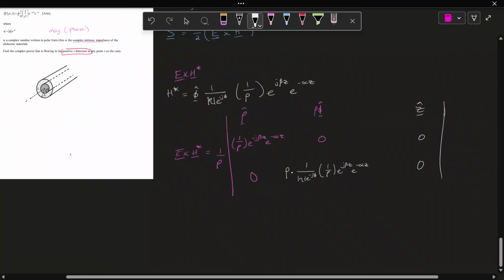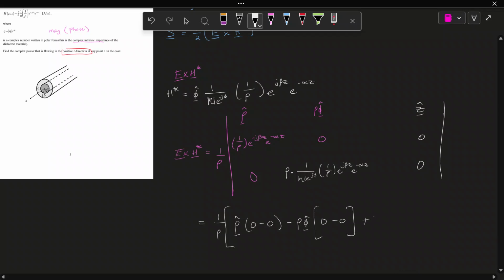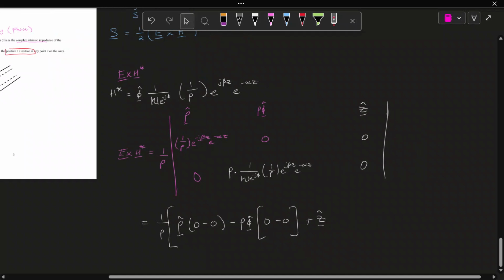Okay, so now we do your regular cross product. Y'all should know how to do this at this point. 1 over rho, you do rho hat. That's going to be 0 times 0 minus 0 times that big number, 0. Now you do minus rho phi hat. Okay, rho phi hat, we cover the middle row. We have that big number times 0, 0 minus 0 times 0, 0. Then we do plus the z component. Now what we have is these two numbers being multiplied together. Okay, that's good.